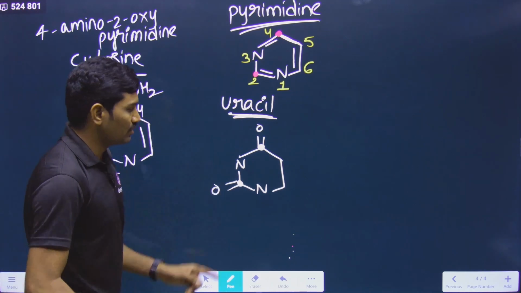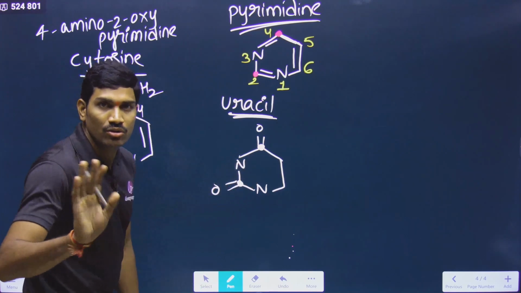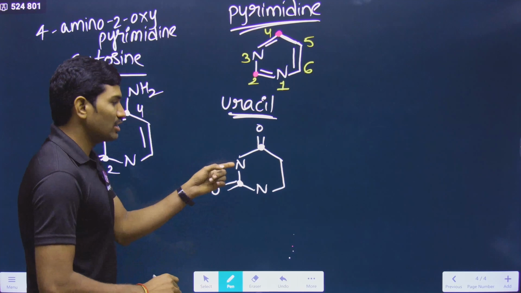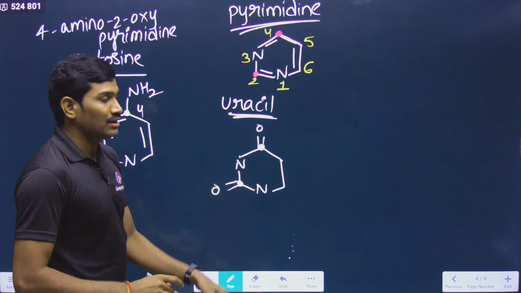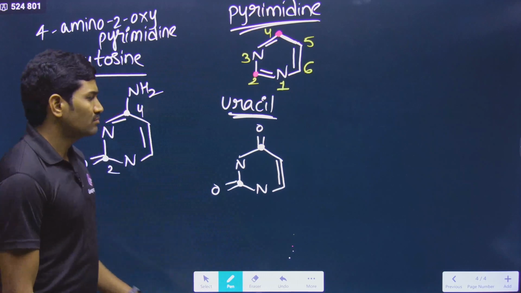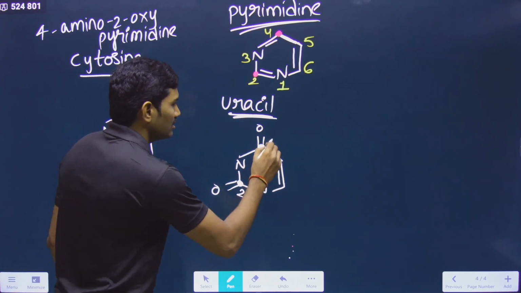No, you cannot keep it. So this nitrogen will get hydrogen. Can you keep a double bond here? No, you cannot keep it, because this carbon already has 4 bonds. So you cannot keep the double bond. So this nitrogen also gets one more hydrogen. But can you keep a double bond here? Yes, you can keep it. So this is a slight change. So what is the name of this one? This is the second and this is the fourth position.